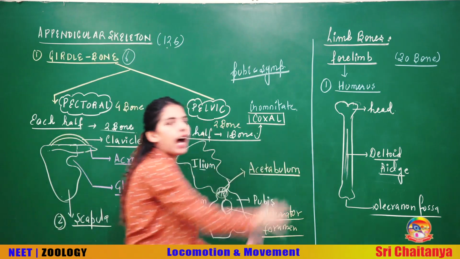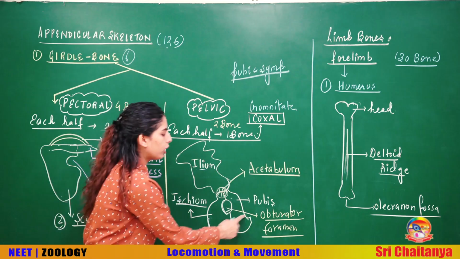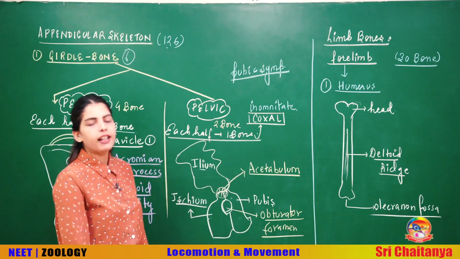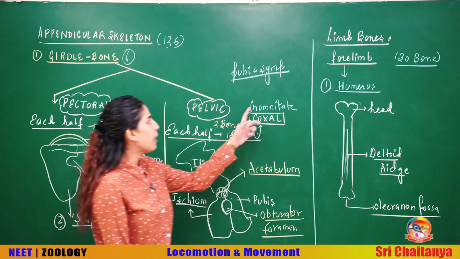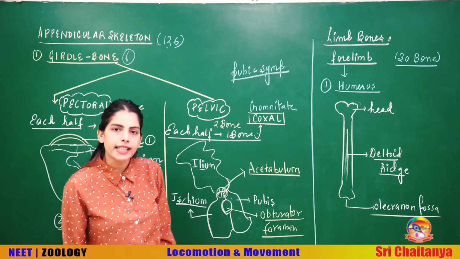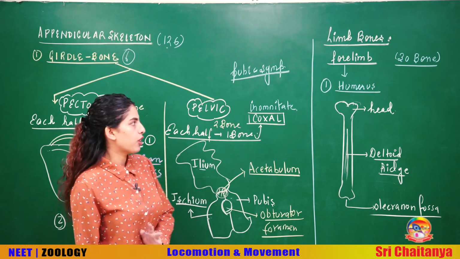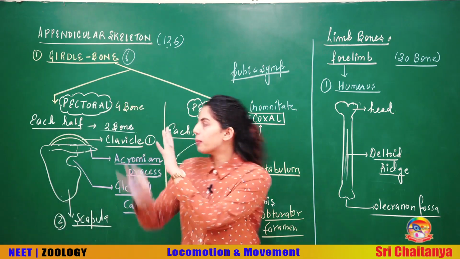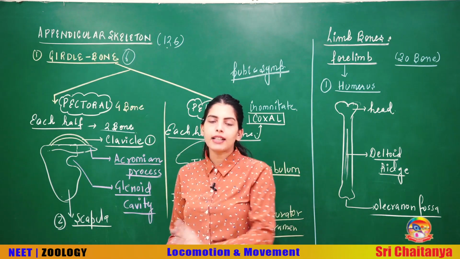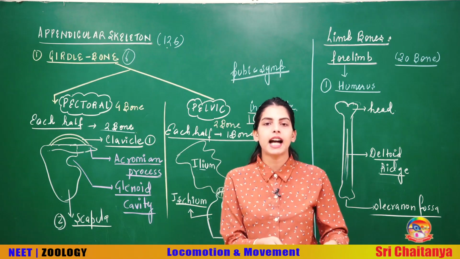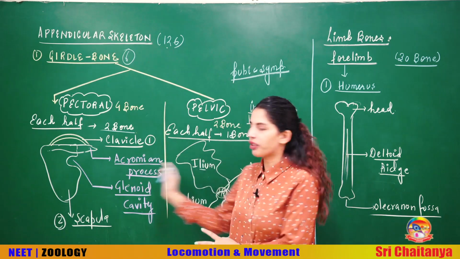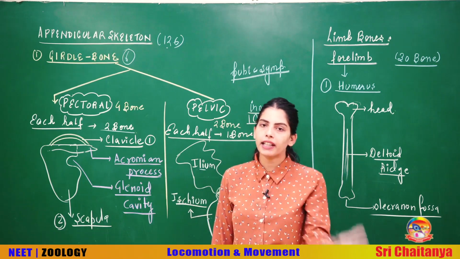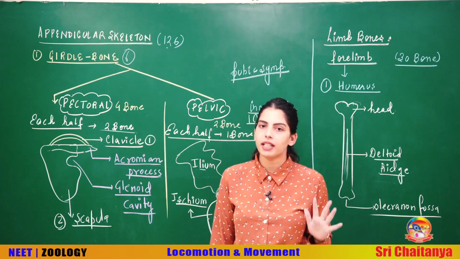There would be another half of the coxal bone, and the pubis bones on either side will be fused ventrally with the help of the pubic symphysis. Okay, that's a cartilage. Now, this was the girdle bones. I hope you will follow the NCERT to understand the structure of all of these. Remember where the humerus is attached, remember where the femur is attached.